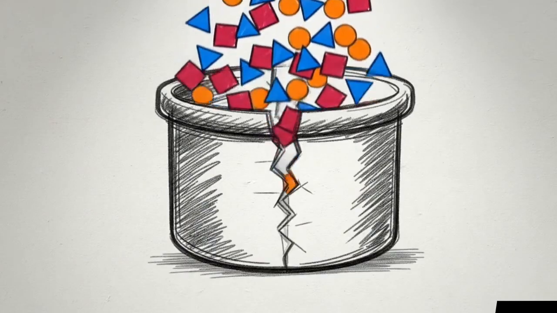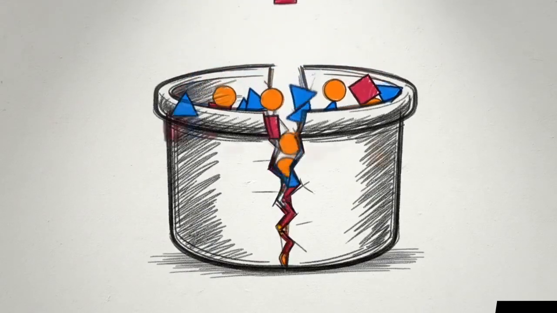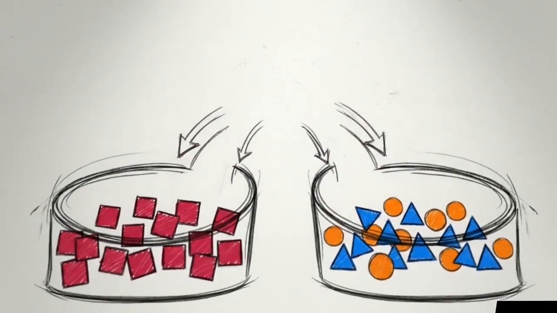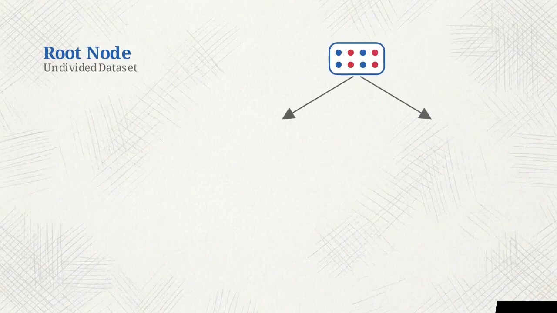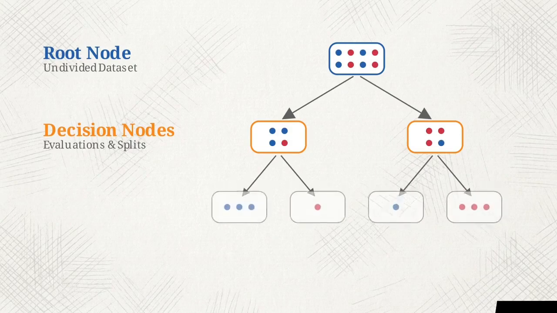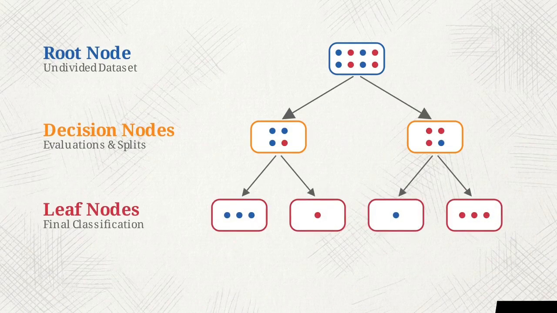Tree-based learning architectures are the foundational building blocks for many of the most effective machine learning techniques used in industry today. The algorithm begins at the root node, the top-level container housing the undivided dataset. Data then flows into decision nodes, intermediate steps where the algorithm evaluates samples against specific criteria. The process terminates at leaf nodes, representing the final predicted classification.